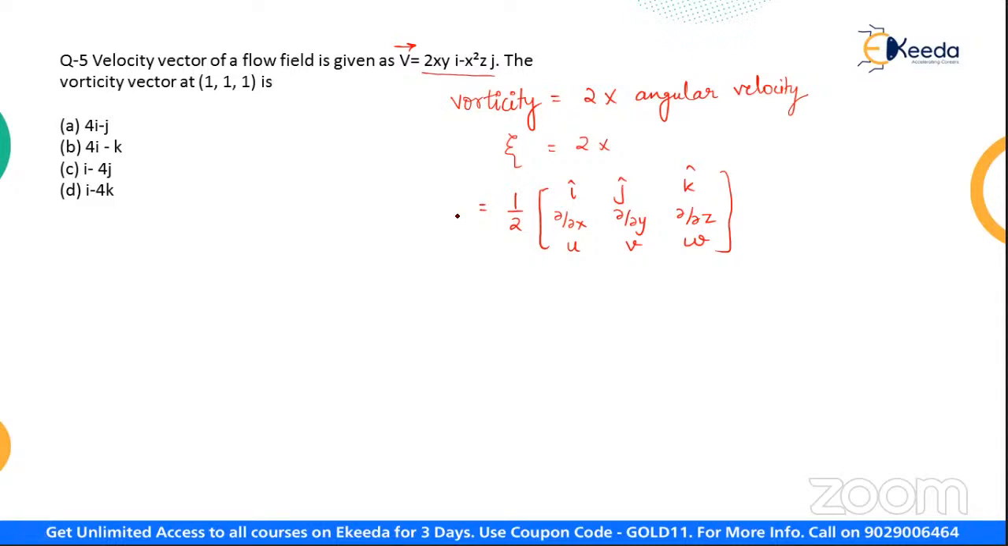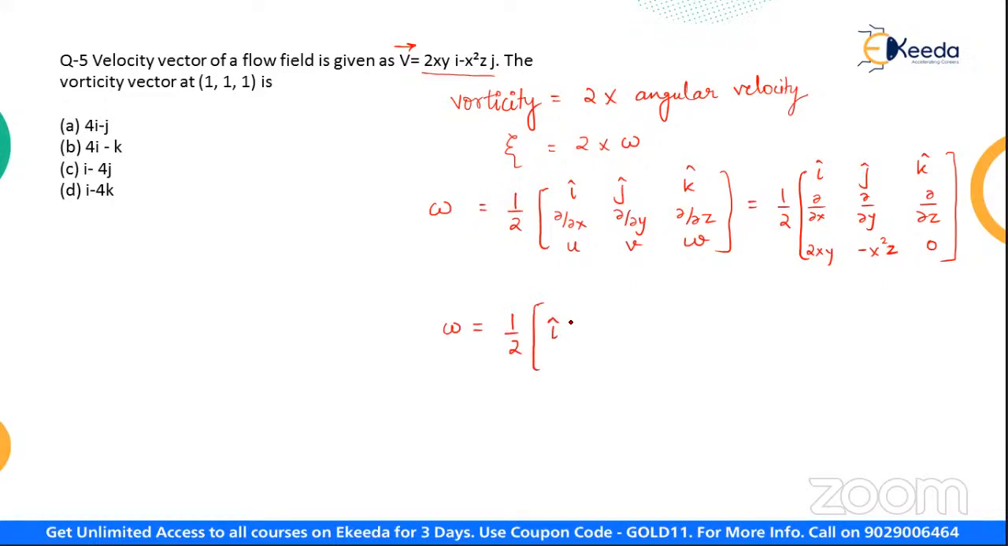This angular velocity, when we are using, is denoted by this symbol, that is omega. Now here, if we place all the values for the respective parameters, i, j, and k, del by del y, and del by del z. Now the value of the u vector is 2xy for i cap, minus x square for j cap, and 0 for k cap. Now the omega value that we are getting is half, first of all, for the i cap.